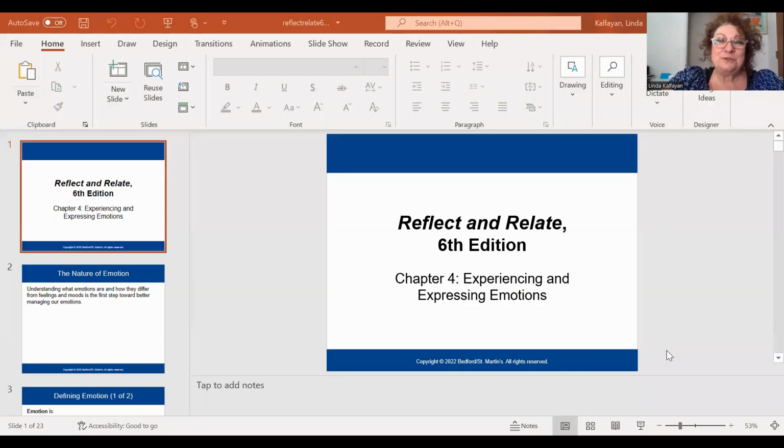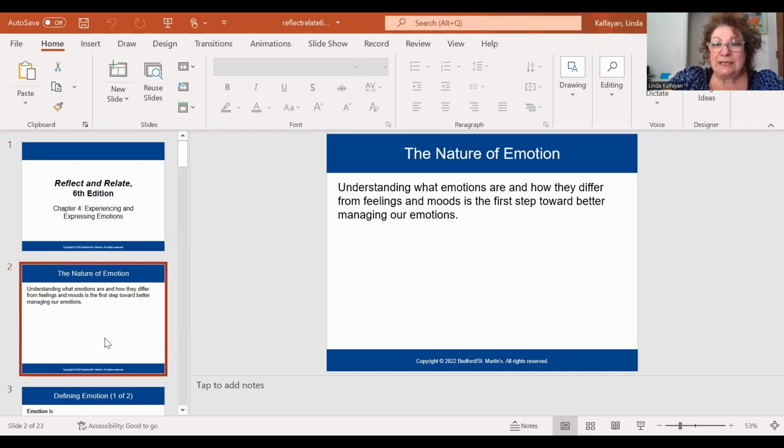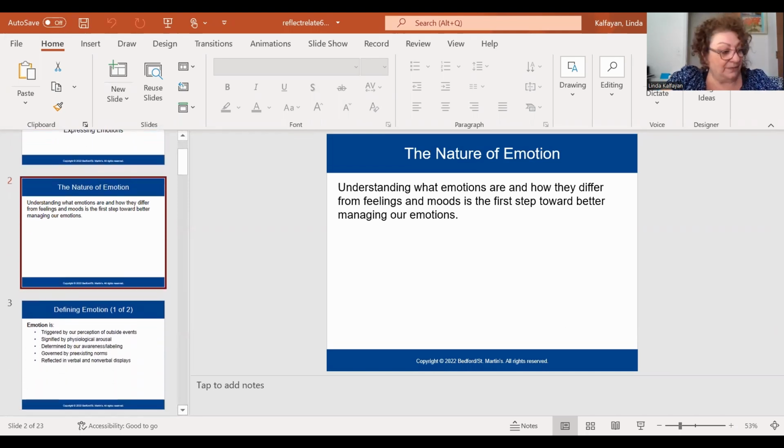So we're going to move on now to the slides that represent the information from chapter 4. So again, we definitely want you to read chapter 4. And we first have to understand the nature of emotion, to understand emotions and how they differ from feelings and moods, and we'll turn into that. Right now, those three words to us mean the same thing. But we also want to take a look at first the difference between feelings and emotions.